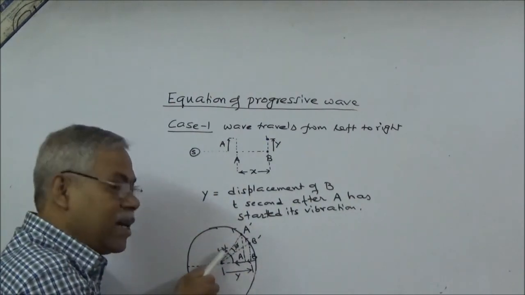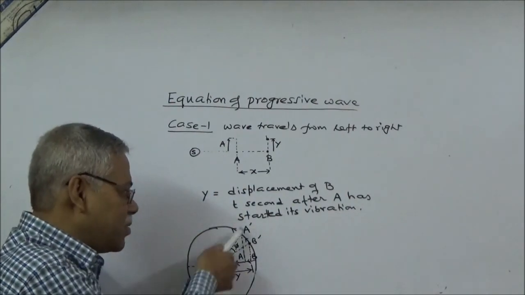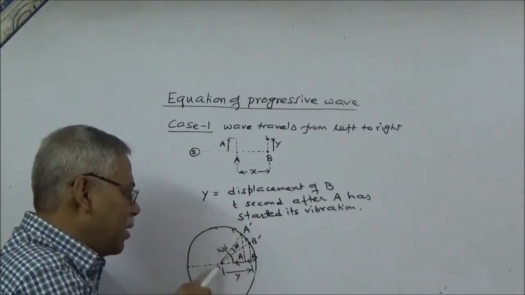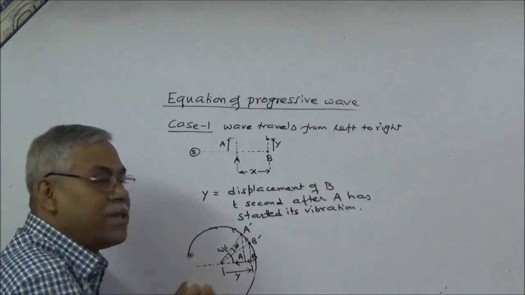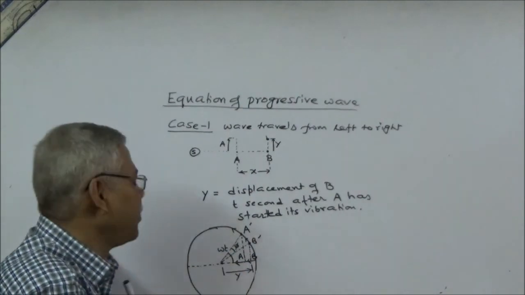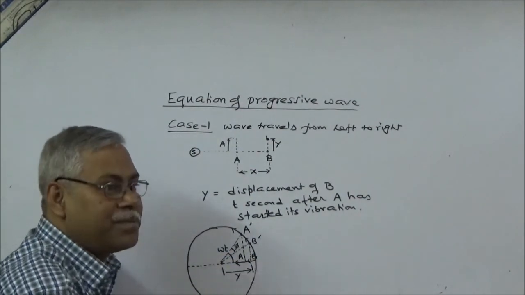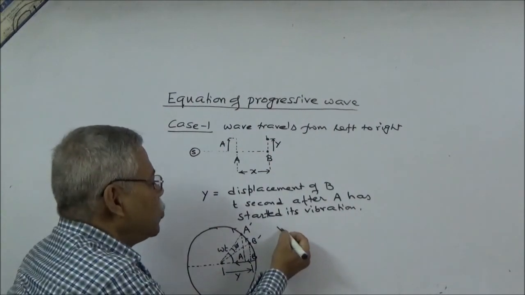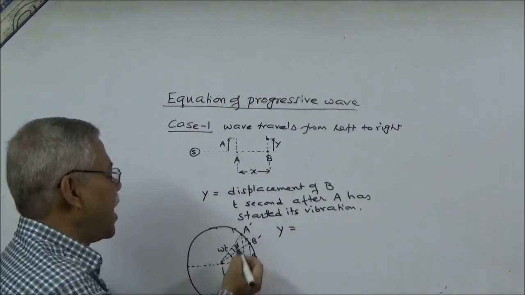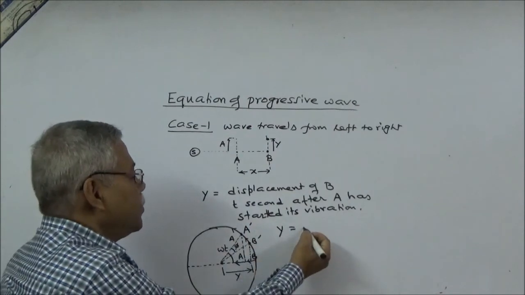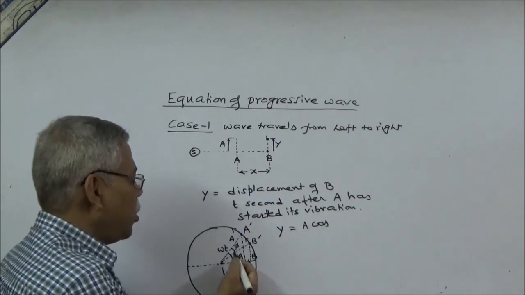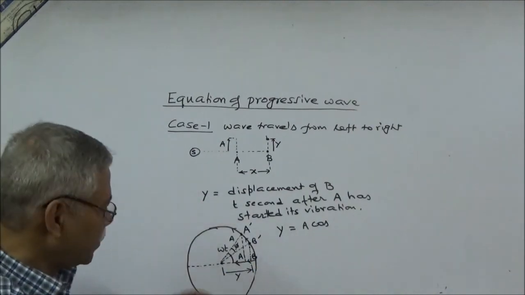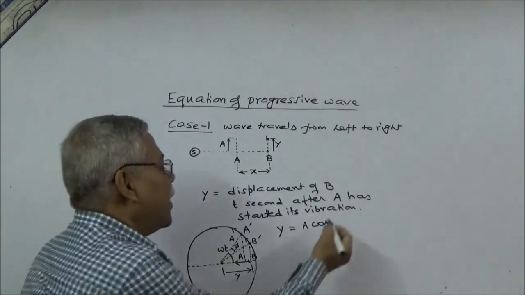So that's why the angle made by A dash with the center, the angle made by the line connecting A dash and center, is omega t. And there is a phase difference of phi between A and B. And y is the displacement of B. So now, y equal to, amplitude is A cos, y equal to A cos omega t minus phi.